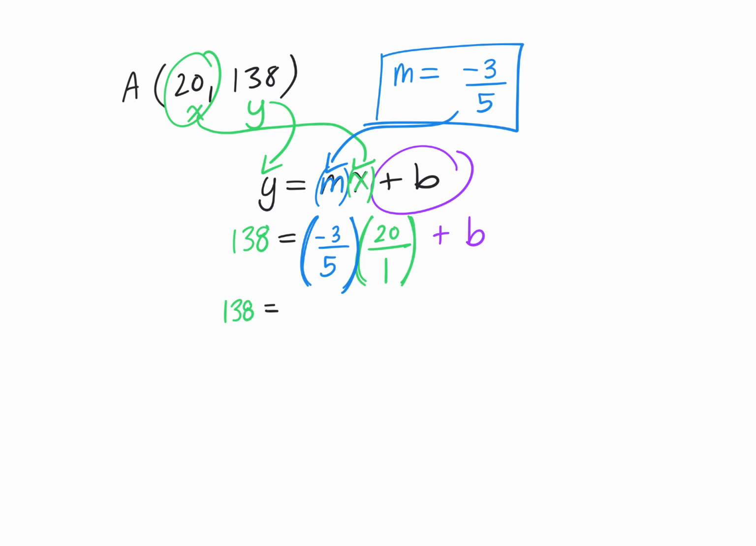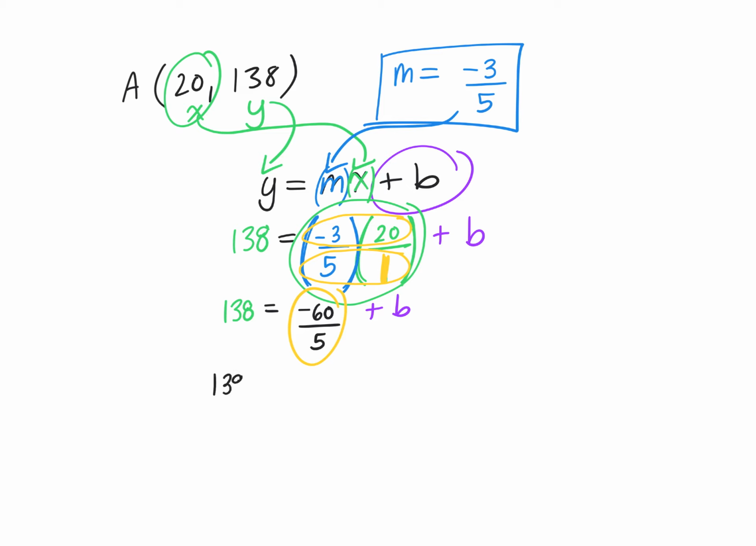Can you simplify this? How do you multiply fractions? No, you do not cross multiply. You multiply the numerator times the numerator. What's negative 3 times 20? Negative 60, and then I multiply the denominator times the denominator. That's why we put this 1 here. I wanted you to remember that you have to multiply that by 1. So 5 times 1 is 5. I still have the plus b. Can we simplify that? Can you do negative 60 divided by 5?